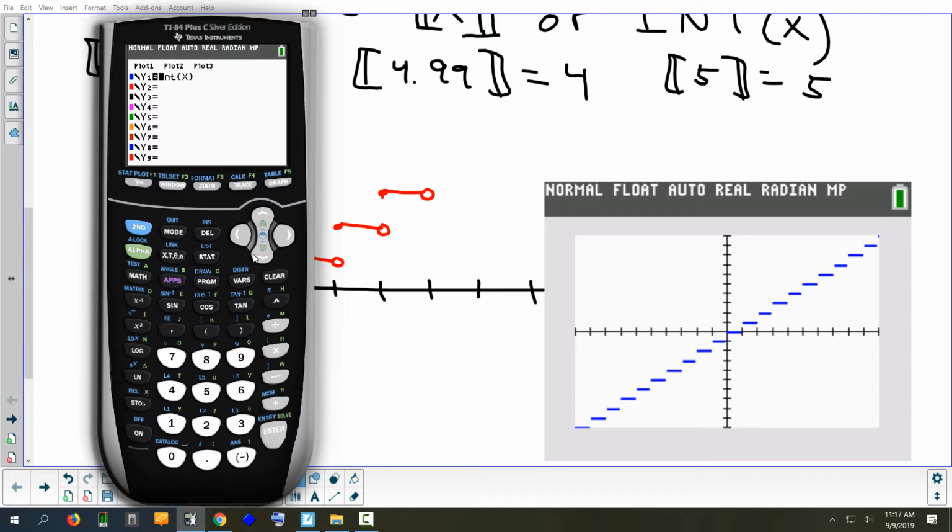And I did zoom 6. If you had a different window, your steps might have looked a little different. But if you do zoom 6, they should look just like that. How do you get your window back to the default? Zoom 6.